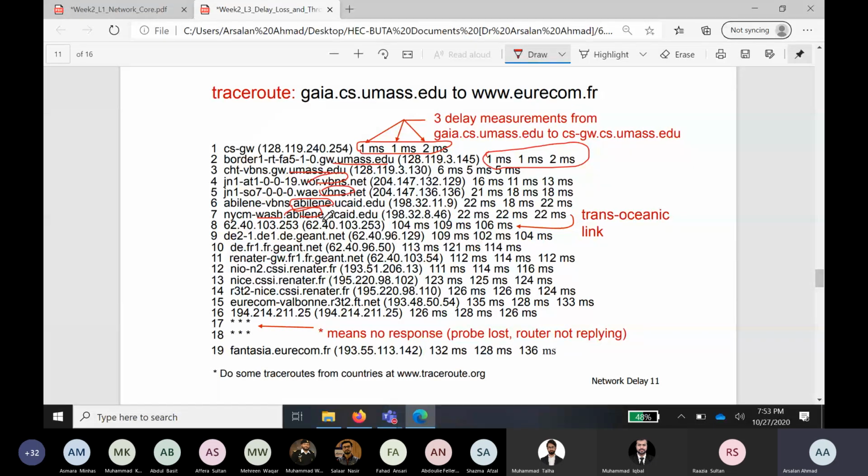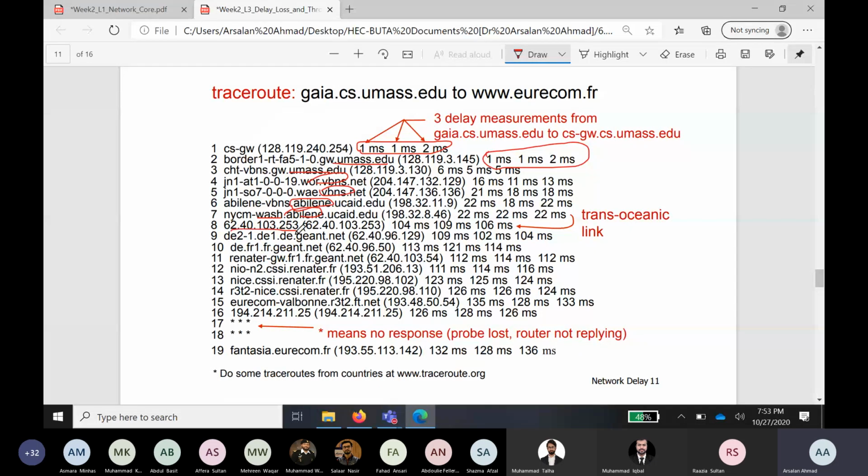So you can notice that from node 7 to node 8 is where we go to the transoceanic link, the undersea cable, the Atlantic Ocean. So it must be some 2000 or 3000 kilometers, and we have a significant amount of propagation delay added over here. So we can see that from 22 millisecond we jumped right to 104 or 109 millisecond, okay, right here. And then here is where we enter Europe.